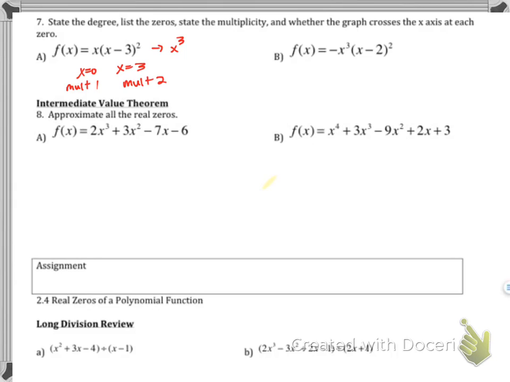Now there's meaning to that. Remember, an odd multiplicity of any kind, 1, 3, 5, 7, etc., means it's going to pass through. The root will go through the x-axis. If it has an even multiplicity, like x equals 3, you're going to have something that bounces, only touches at the axis. You also want to look at end behavior.